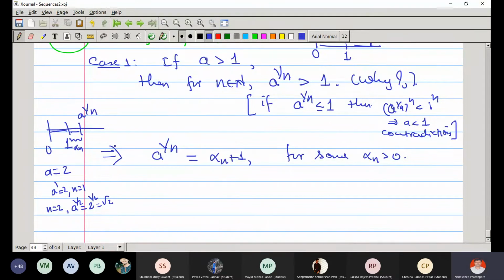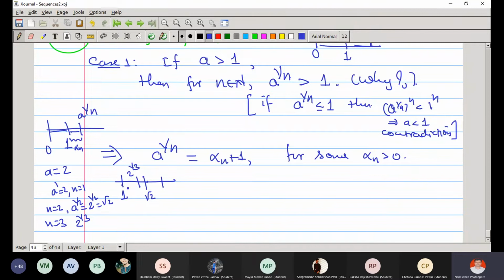Do you see where a raised to 1, that is 2, is here, correct? And if n is equal to 2, then 2 raised to half, root 2, is here, right? If n is equal to 3, then what is 2 raised to 1 by 3? It is still smaller, right? It is not the same as root 2. 2 raised to 1 by 3 is not the same as 2 raised to half.